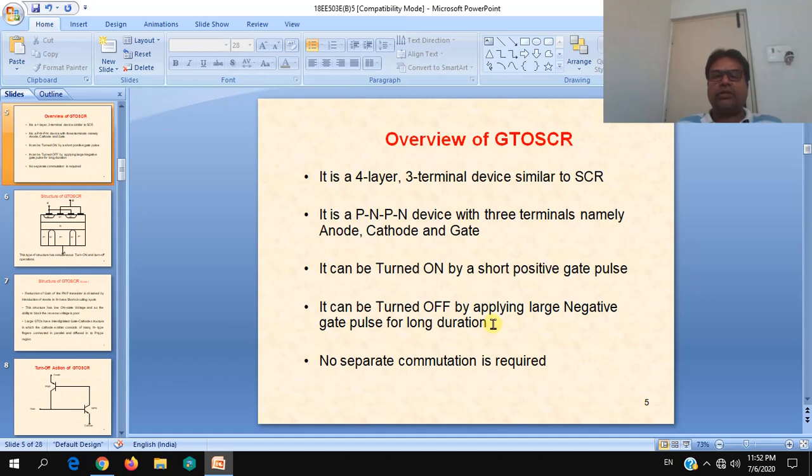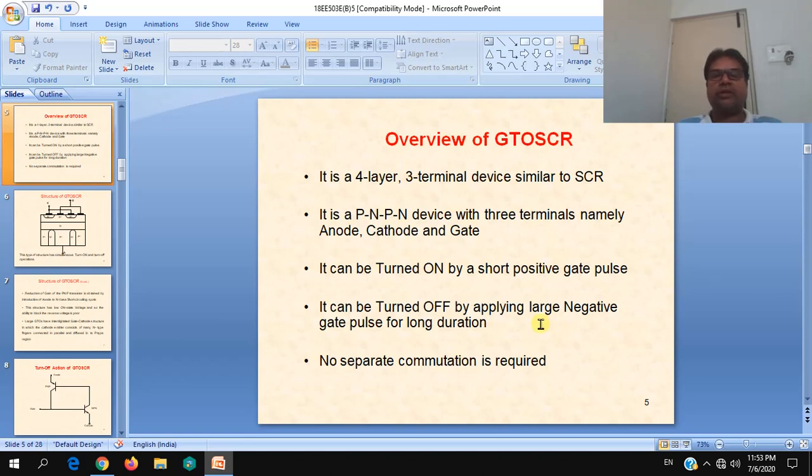As we are able to turn off this GTO SCR by itself by applying a negative pulse, there is no extra circuitry required to turn off the SCR. This is the striking feature which gives the upper hand to GTO SCR when compared to SCR, and particularly in high frequency on and off situations, GTO SCR has a clear advantage over SCR.